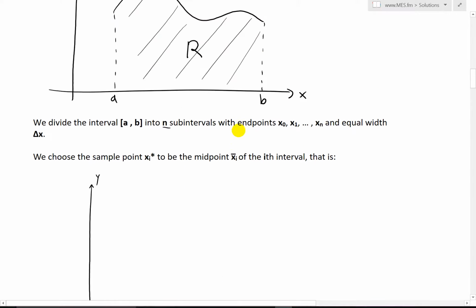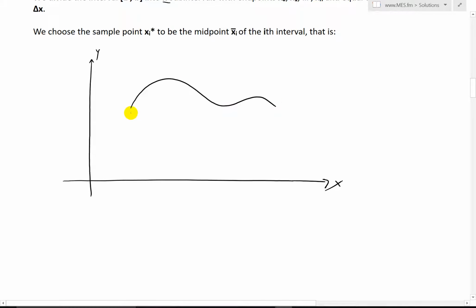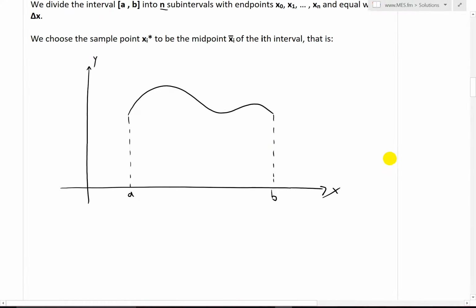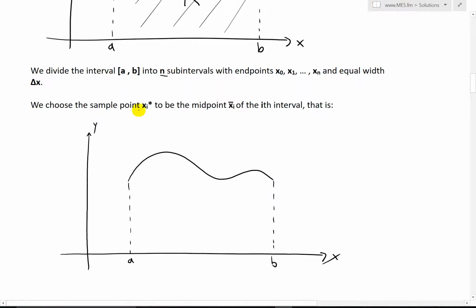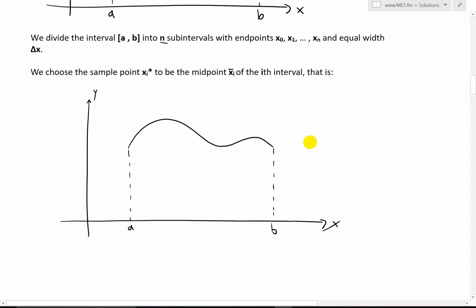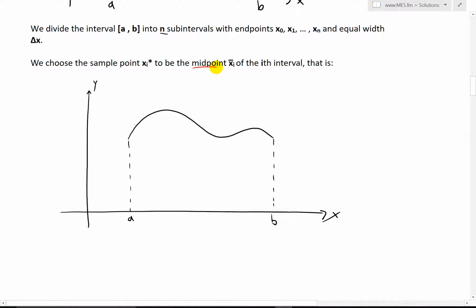So if we were to draw this shape again, it looks something like that. This is at A, and this is at B. So we're going to break it up into rectangles, a bunch of them. The sample point is basically the point that's going to connect to the f of x line, and that is our xi star, which is xi with a line above, the center line. So we're picking the center line. The first one is going to cut through the center like that, and we'll have this across all the way here.